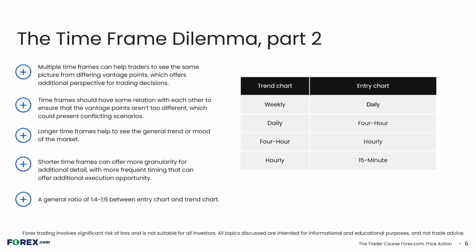Generally speaking, we're looking at a ratio of 1:4 to 1:6 for multiple time frame analysis setups, where the trend chart is between 4 to 6 times the length of the entry or the trigger chart.